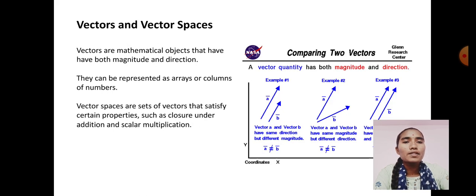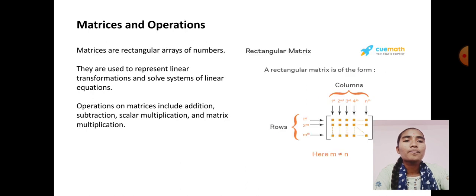Vectors and vector space. Vectors are mathematical objects that have both magnitude and direction. They can be presented as an arrow or a column of numbers. Vector spaces are sets of vectors that satisfy certain properties such as closure under addition and scalar multiplication. Matrices and operations. Matrices are rectangular arrays of numbers.